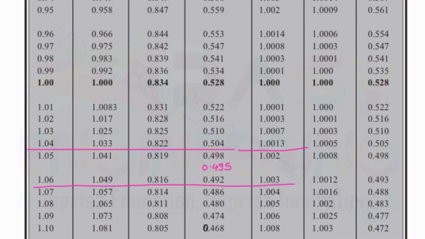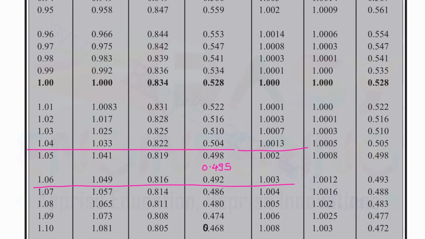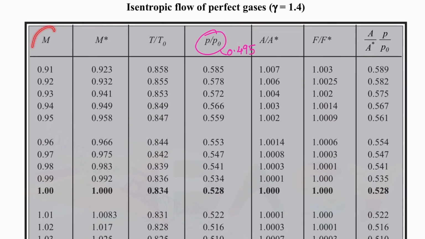Now we'll go to the gas table, and here you can observe this is Mach number. Again check, we have perfect gas, meaning ideal gas, and gamma is equal to 1.4. So for Mach number equal to 1, we have to read T by T0, P by P0, A by A star. Area ratio will be definitely 1 only at throat.